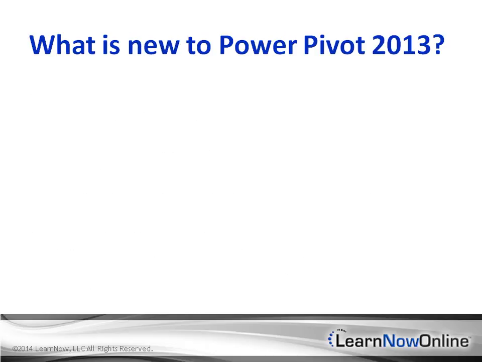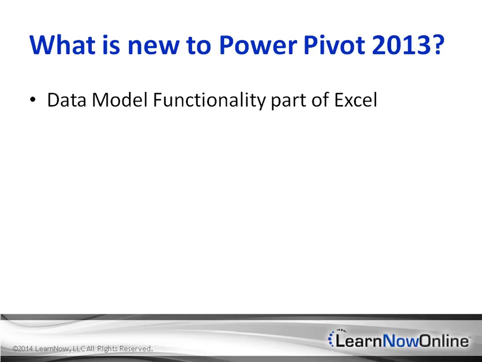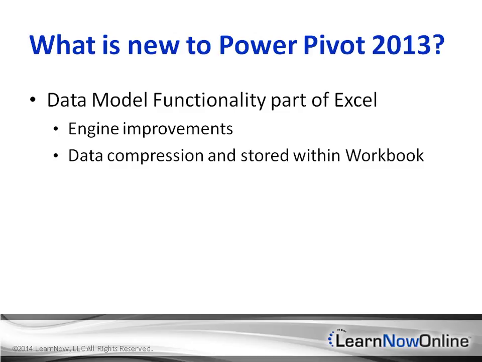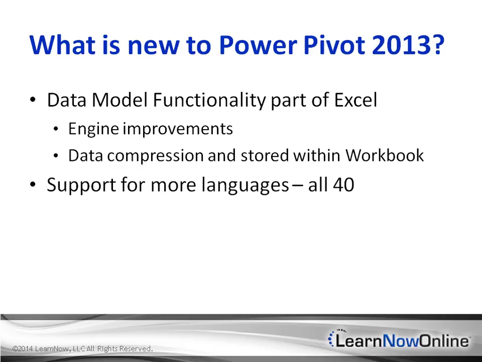What is the new functionality that you can expect in Power Pivot 2013, particularly if you were familiar with the 2010 version? Well, data models. It is now part of your workbook and included. You also have engine improvements. Now, this really will help you dive through more data, import more data, and sift through it very quickly. Why? Because they've also done data compression for whenever you store it, and it is kept within your workbook. Now, this is something big. It was not part of it before.